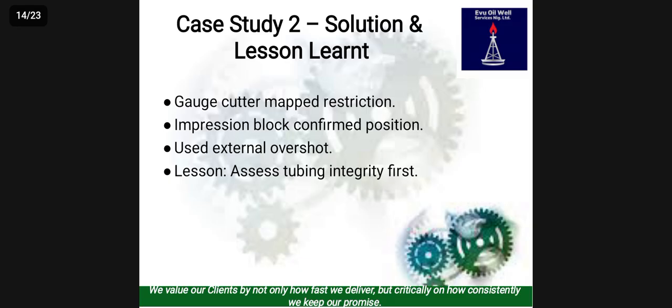Still on case study number 2, the solution and lesson. We used a gauge cutter to map restriction, confirm position with impression block, deployed external overshot for retrieval. The lesson here is this: always check tubing integrity by running a gauge cutter if possible. Always. Never wrestle a broken pipe.